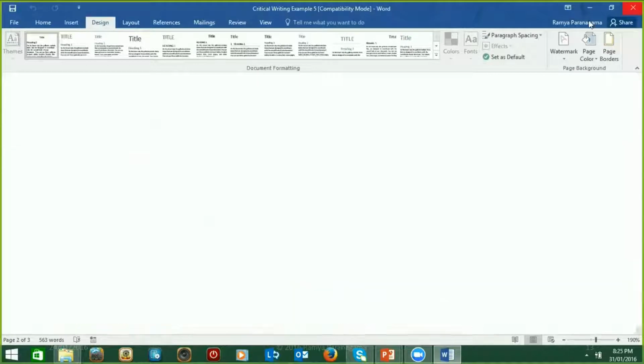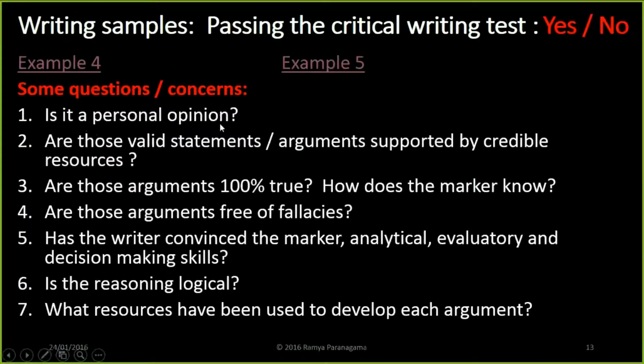And then going to the list of references. So that was not a personal opinion, because it's purely based on literature. Literature meaning research, the writing or the sources that wrote about the topic. We call it literature, okay? There are lots of valid statements. A lot of the truth is quite there. Very few fallacies I would find. Yes, the writer convinced the marker it is analytical, evaluative and decision making. Reasoning is mostly logical. So this is the best piece of sample, I could say that, right?